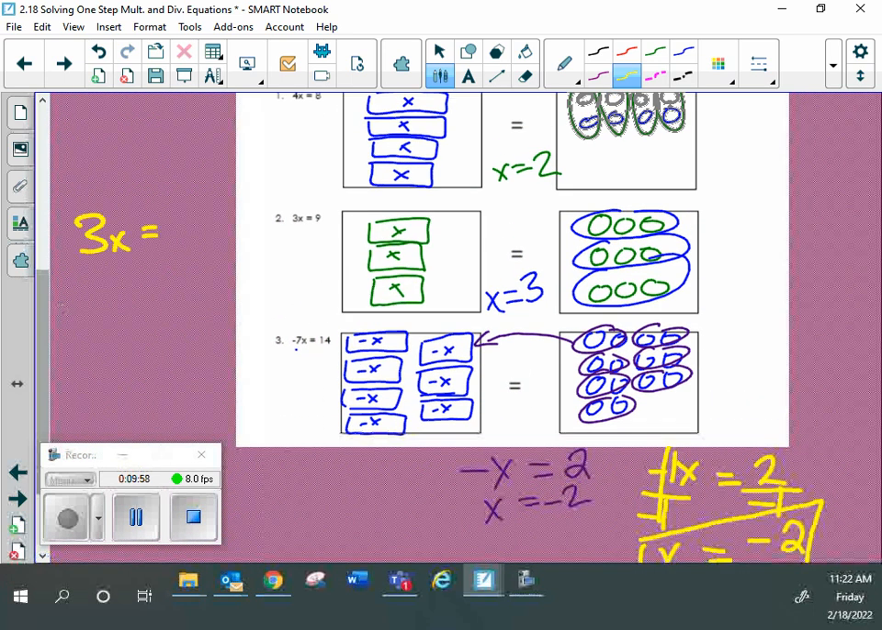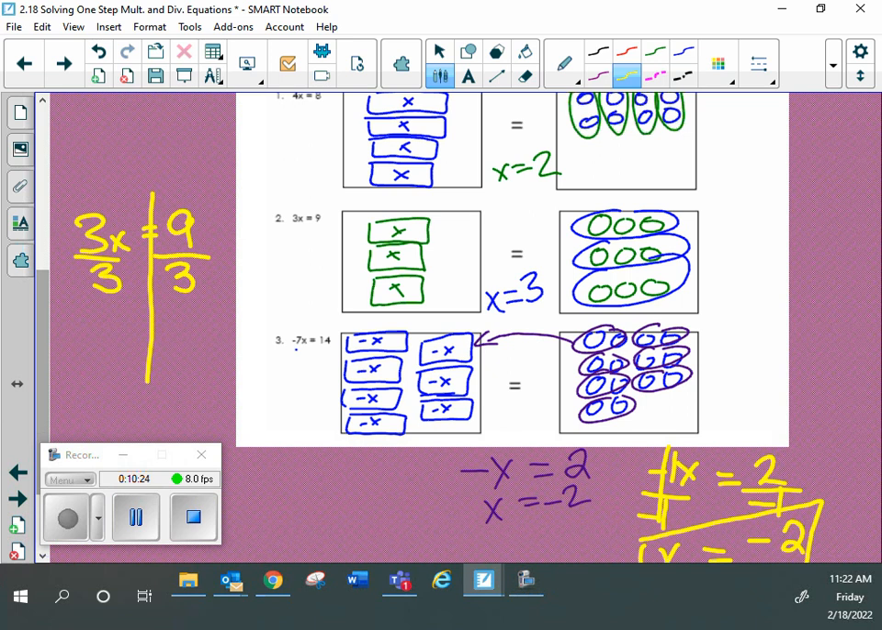3x is equal to 9. Again, we haven't done the mathy side of it, we've been modeling. But when I wanted to find the value of x, I'm going to split it in half, and I need to get x by itself. So I have to undo what happened. I see multiplication, and what operation undoes multiplication? Division. So I'm going to divide by 3, because that will get it by itself. Whatever I do to one side, I do to the other.